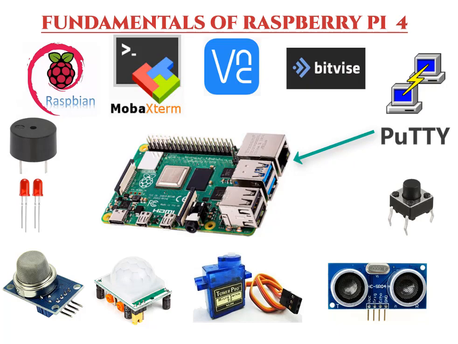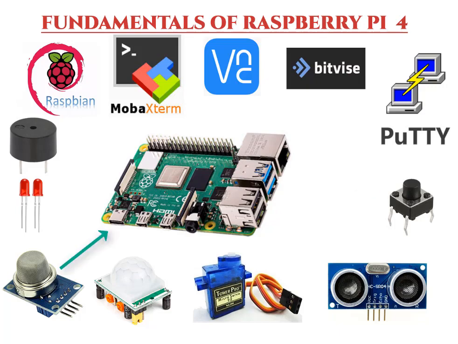So after this, we will learn how to write basic Python programs that will be able to blink LEDs on the Raspberry Pi. We're able to blink LEDs, after which we're going to learn how to interface the buzzer to the Raspberry Pi. After that, we will be learning how to interface the press button switch to the Raspberry Pi.